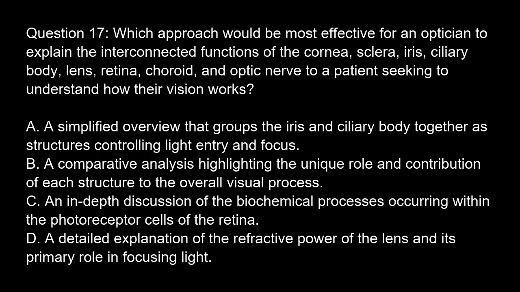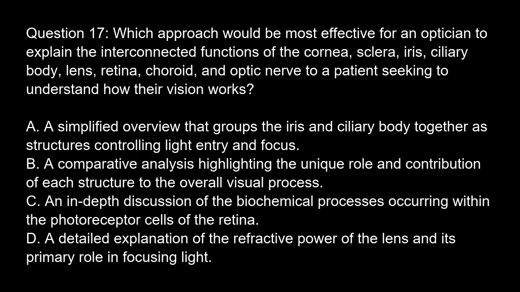Which approach would be most effective for an optician to explain the interconnected functions of the cornea, sclera, iris, ciliary body, lens, retina, choroid, and optic nerve to a patient seeking to understand how their vision works? Option A. A simplified overview that groups the iris and ciliary body together as structures controlling light entry and focus.